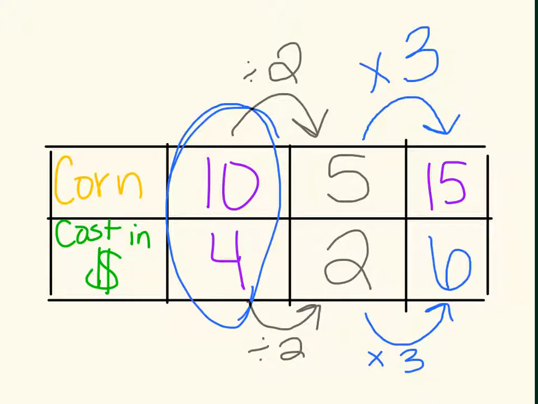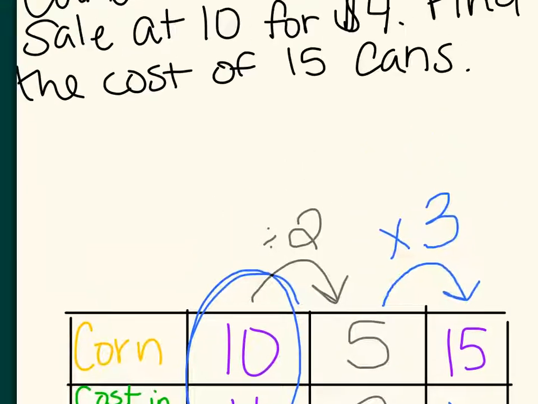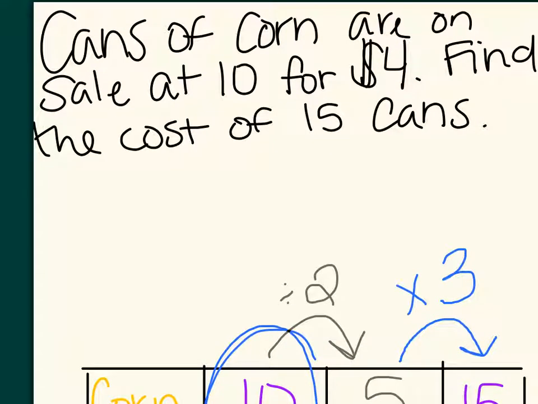Okay? So this is talking about, again, ratio tables and equivalent tables. Okay? So we solved that.